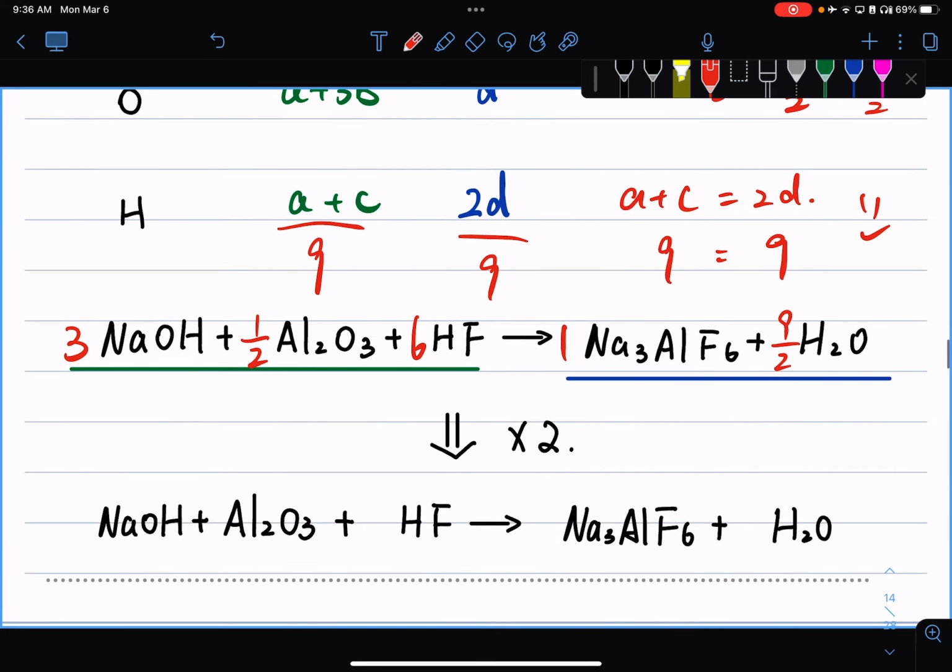And again, we don't want fractions in our chemical reactions. We multiply all the coefficients by 2. We end up with 6, 1, 12, 2, and 9. All right. So this is one of the techniques you are definitely expected to know. Write a balanced chemical equation. You can be sure there is a question related to writing a balanced chemical reaction.